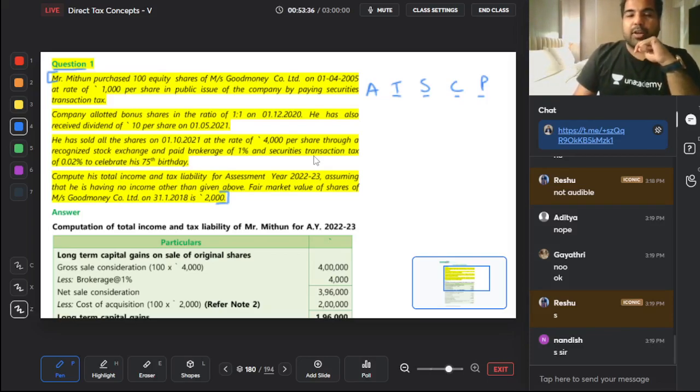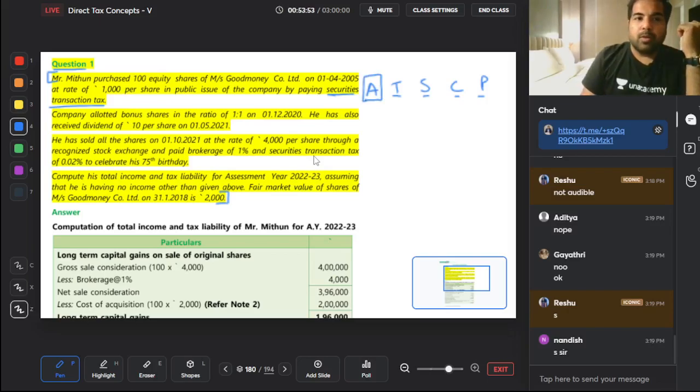Alright guys, slightly difficult question, so I'm going to be with you guys and do this with you. Mr. Mithun purchased 100 equity shares of a company called Good Money Company Limited on 1st of April 2005. He's paid STT. The moment someone has paid STT, I know it is listed UU, so I know the asset. Company allotted bonus shares in the ratio of 1:1 on 1st of April 2021. Basically, they had 100 equity shares and then he got 100 bonus shares also.